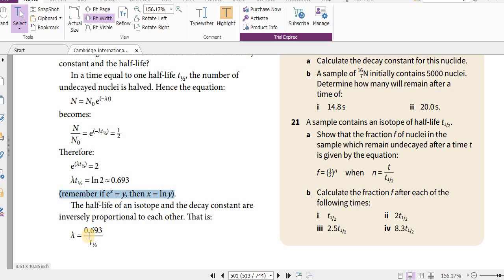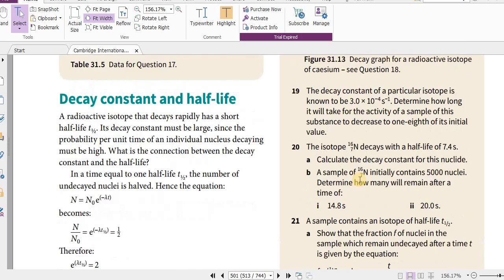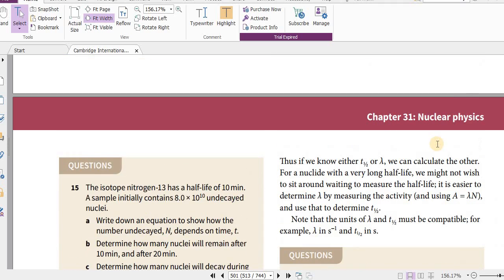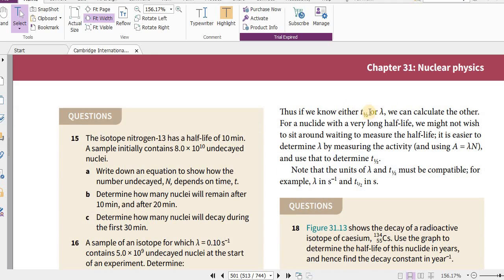Now I showed this in the beginning. Lambda equals ln2 divided by the half-life. ln2 is approximately this number. You see it's here, ln2, the natural logarithm of 2. Thus, if we know either the half-life or decay constant, we can calculate the other.